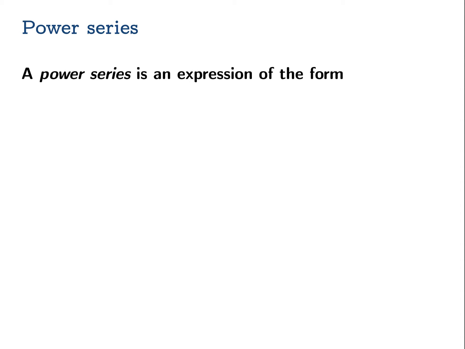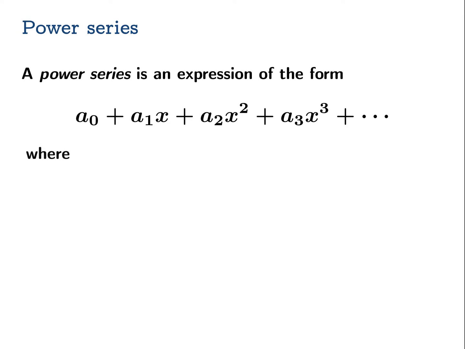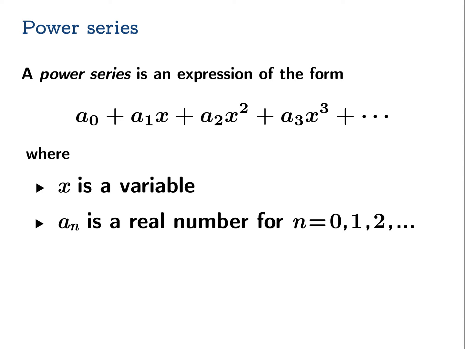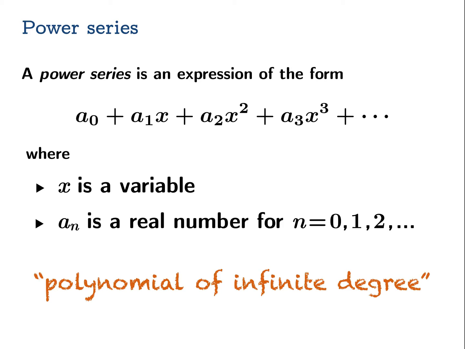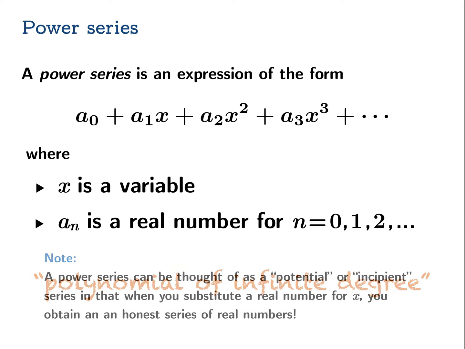So a power series is an expression of this form, and the x is a variable, and the a_n's are all real numbers for n equals 0, 1, 2, and so on. So basically, it sort of looks like a polynomial of infinite degree. Looks like you're just starting to write down polynomial terms, and the degree just keeps increasing without bound. So that's sort of an intuitive way to think about power series.